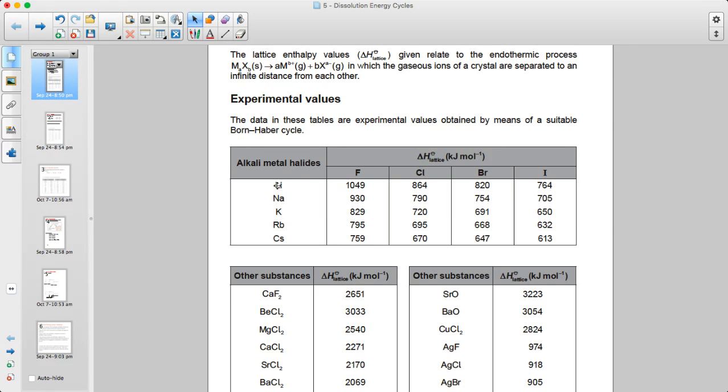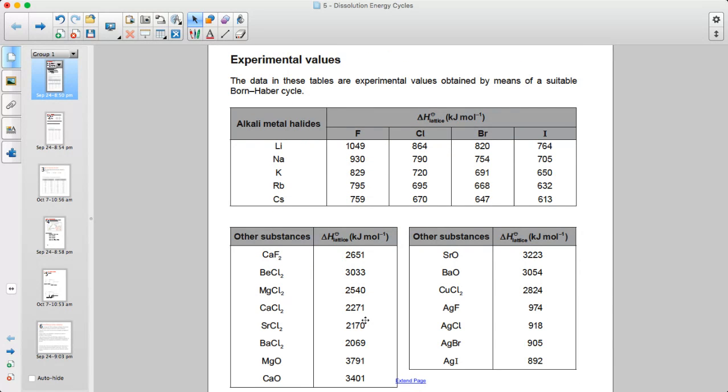Same exact idea here. As you go to the right, the ion is getting larger. We're going down the periodic table, and you can see the lattice enthalpy shrinking. Down here in these other tables, you have ions with greater charges, so things like calcium, beryllium, magnesium, those all have +2 charges. And then in here, you've got some transition metals like copper and silver to deal with and talk about. So these are ones that they might reference on the IB exam.